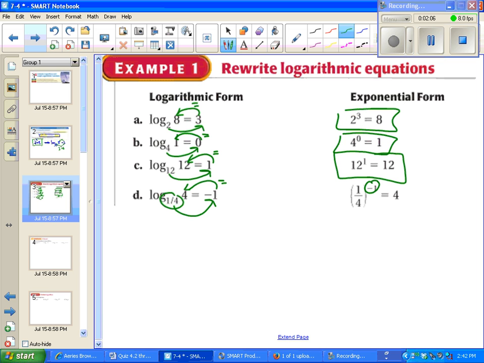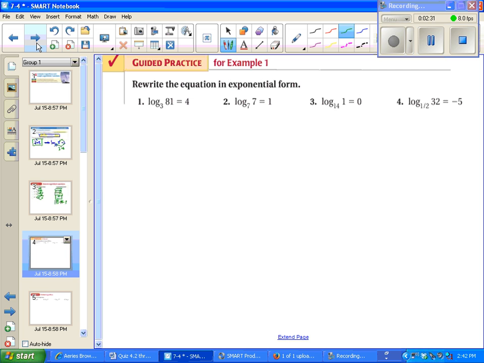Remember what we do about a negative exponent. To make that a positive exponent, what do we do to the fraction? That's right, we flip it. And 4 over 1 is the same as 4. The first power is 4. So 1/4 to the negative 1 power is 4. Right now, go ahead and pause the video and rewrite all 4 of these logs as exponents.